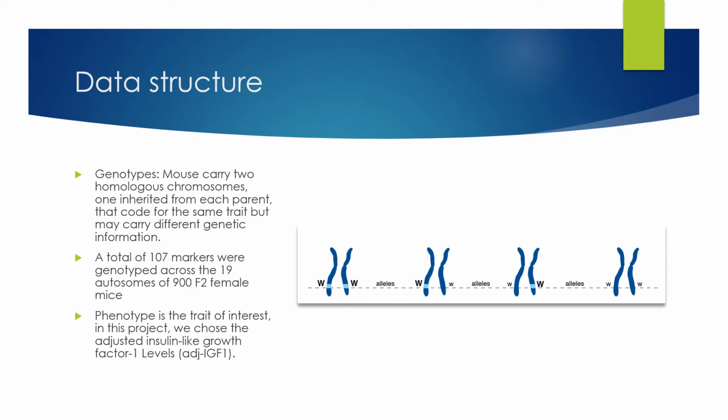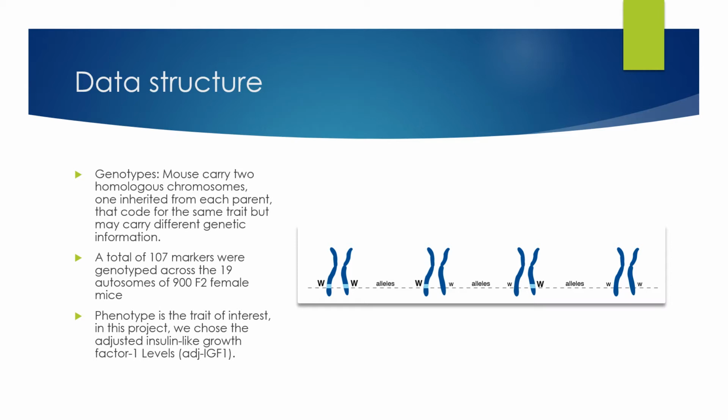So what are genotypes? Mouse carries two homologous chromosomes, one inherited from each parent, that code for the same trait but may carry different genetic information. The genetic information on the two chromosomes combined together becomes the genotype at a certain marker. And in our dataset, a total of 107 markers were genotyped across the 19 autosomes of 900 F2 female mice.